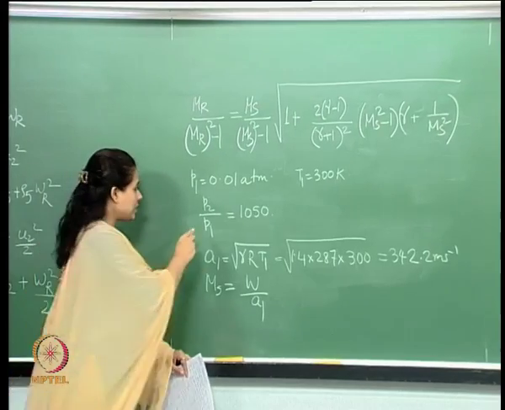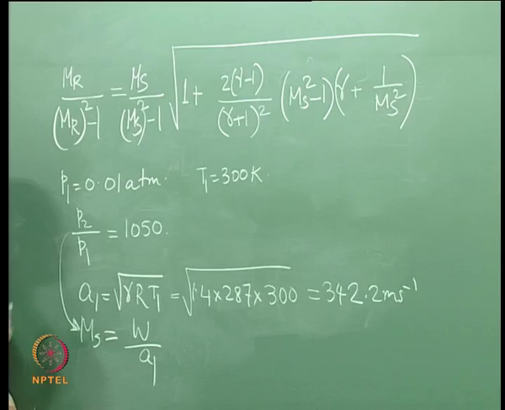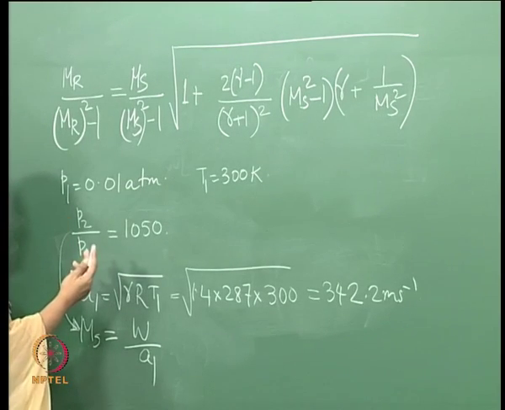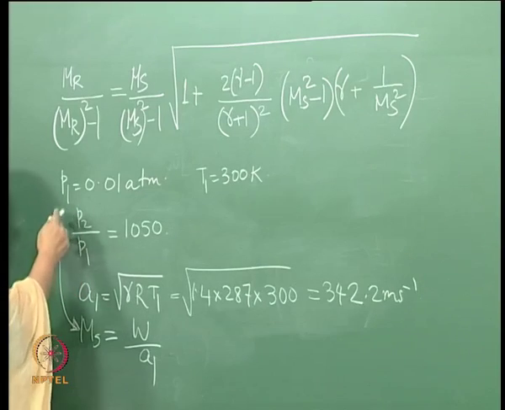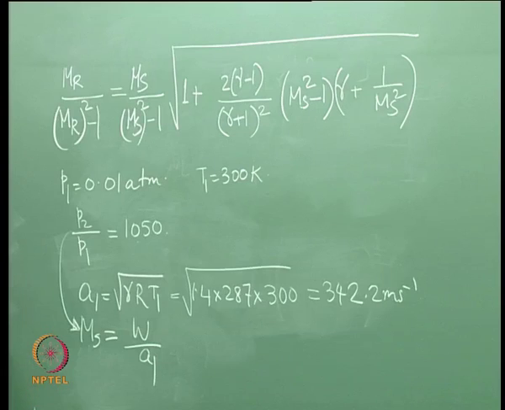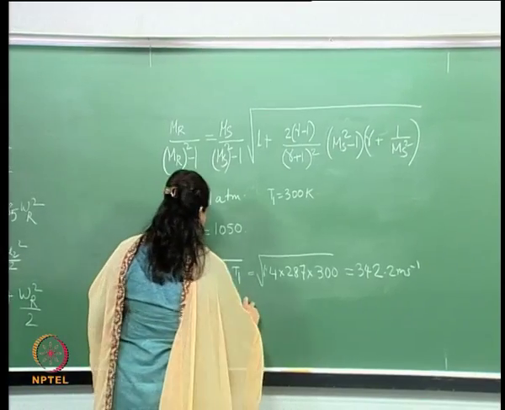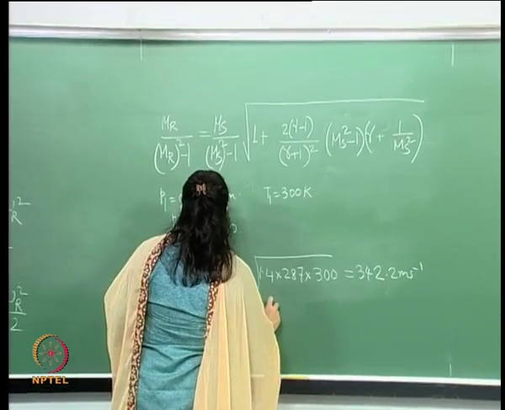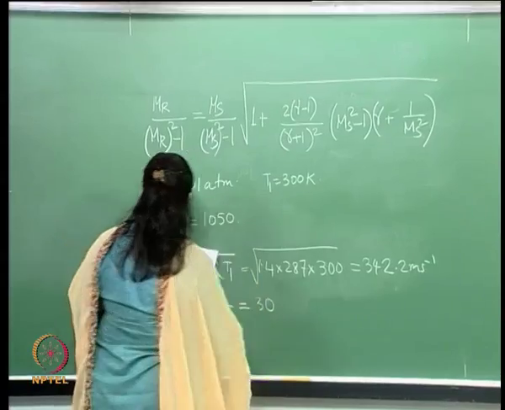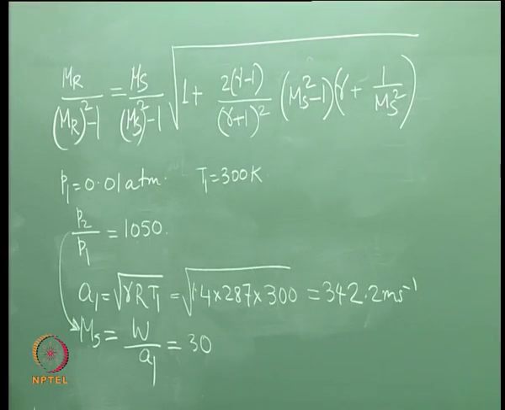Now this P2 by P1 corresponds to this incident shock wave. So therefore we just go and look at the normal shock tables corresponding to this P2 by P1, and we find out the incident shock Mach number, which in this case comes out to be 30.